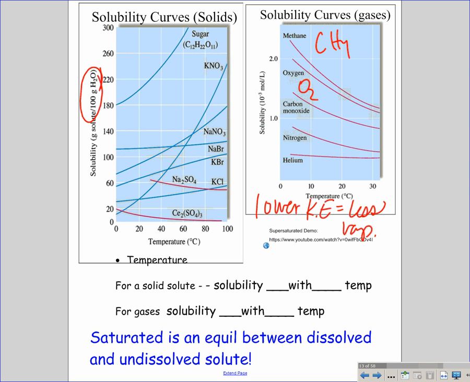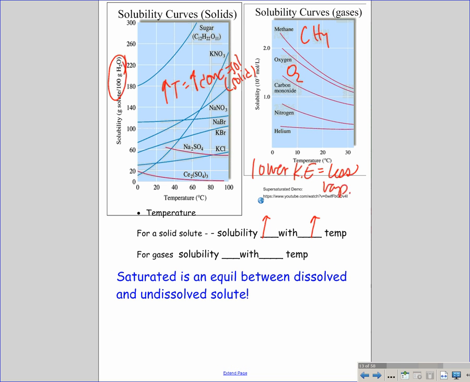Otherwise, increasing temperature should increase the solubility of solids, and vice versa for gases. So that's what this says right here. For a solid, solubility increases with increasing temperature. For gases, solubility decreases with increasing temperature. And it's all based on the kinetic energy that gaseous molecules have. If the gaseous molecules have enough kinetic energy, they can overcome their IMFs with the solution. If they overcome their IMFs with the solution, they vaporize.